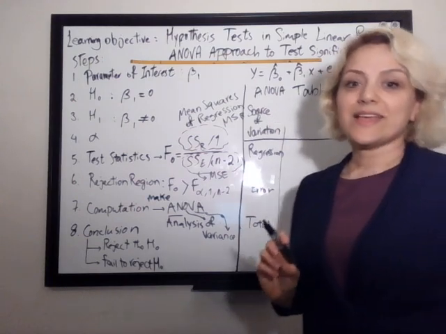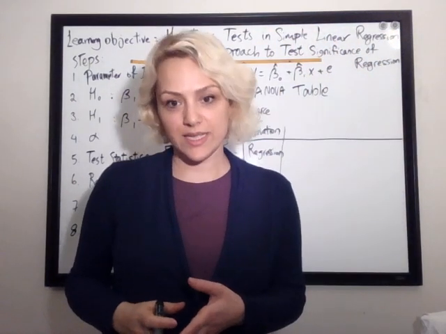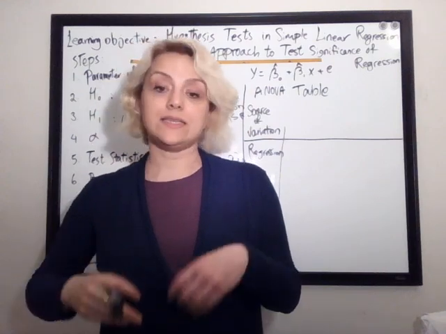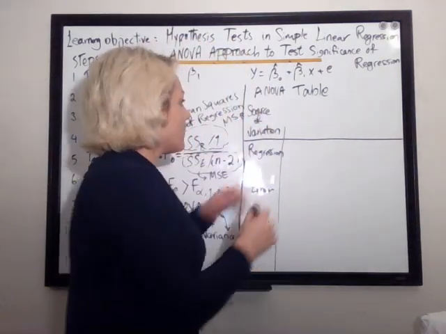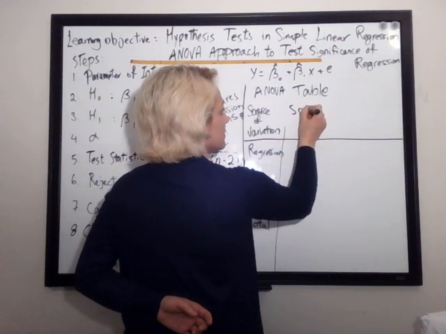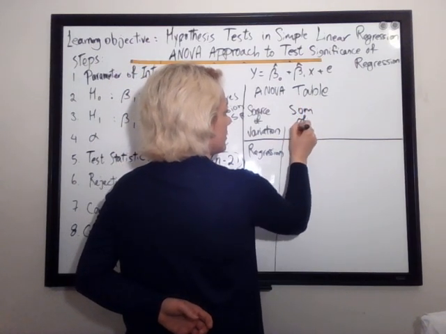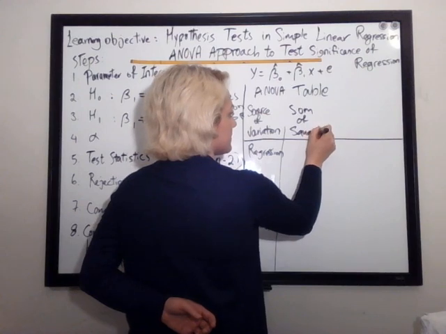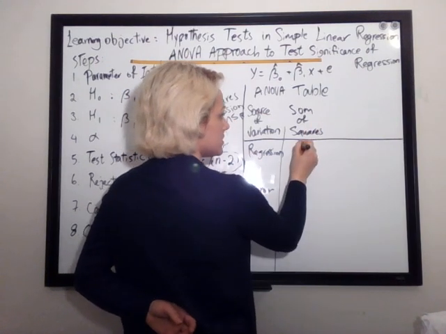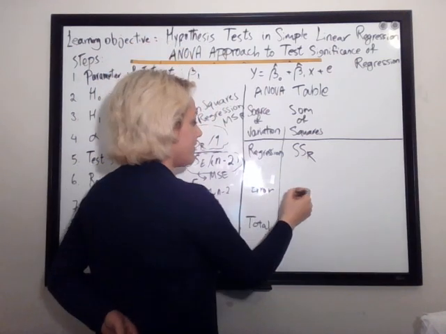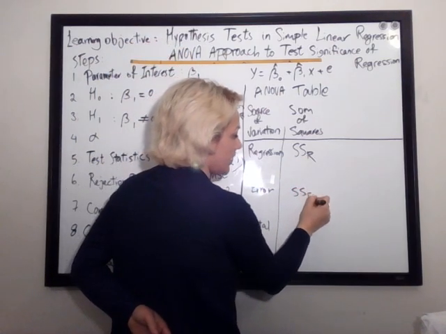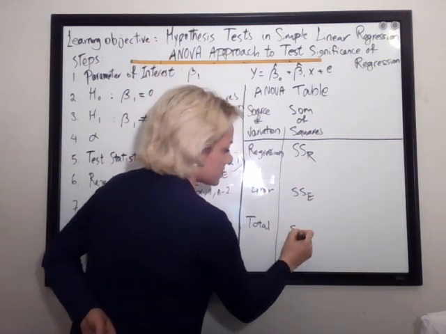The next column is the sum of squares. We have another video on the sum of squares in regression analysis; you can look at it quickly. But here I'm going to write down sum of squares. For regression, we write down the sum of squares of regression. Here is going to be the sum of squares of error, and here is going to be the sum of squares of the total.